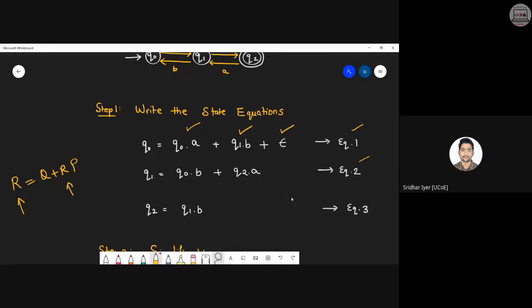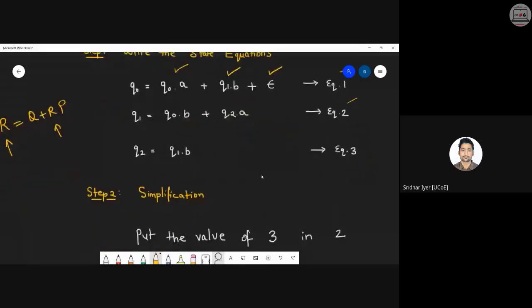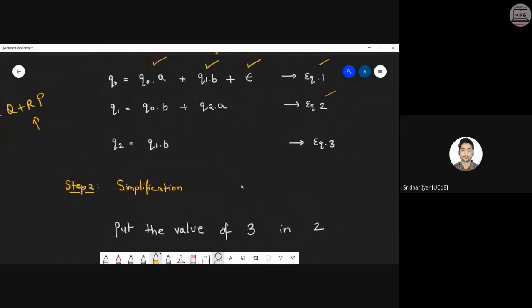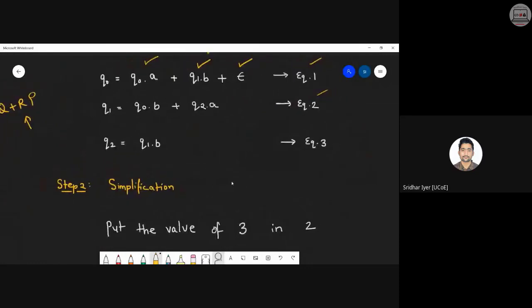Can we do any changes? Yeah, we can place Q2 in Q1. Okay, correct. That is what I have done over here. Kindly have a look. This is simple maths substitution. So what I have done is put the value of Q2, that is, put the value of equation 3 in equation 2. Why I have done it, I will show you.